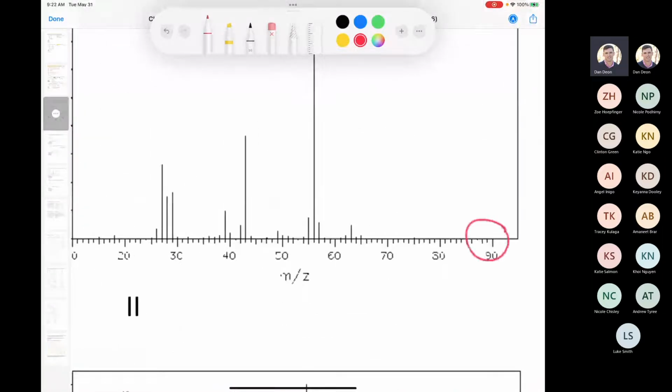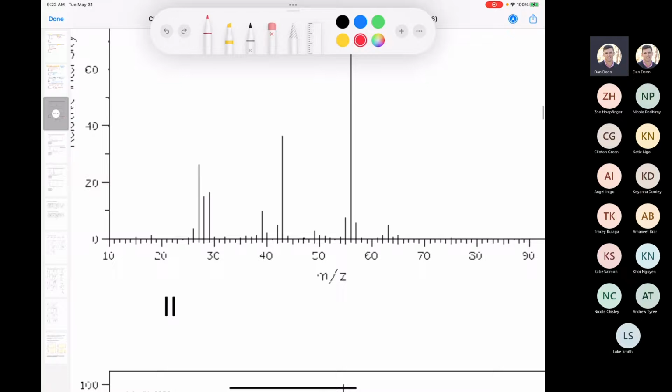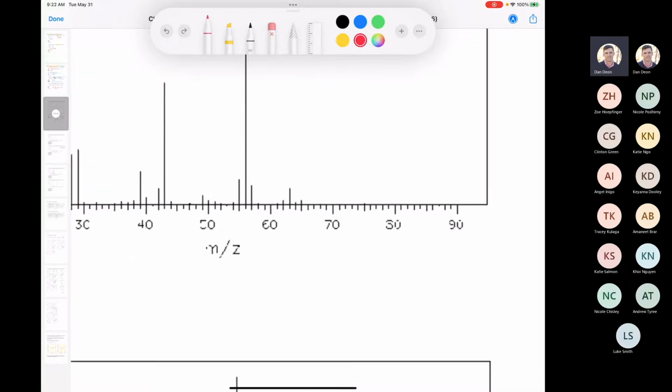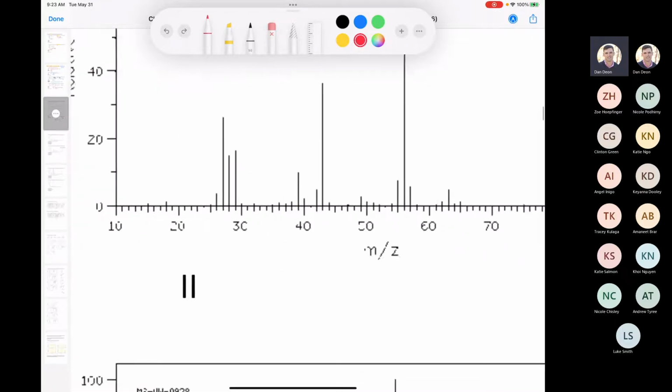If we go up to the next one, oh, here we go. We see something that goes all the way up to 90, but our highest mass looks like it's somewhere up around here. I can't tell if that's something or not, but there's nothing up here that would be heavy enough to have bromine in it. And there's also nothing up here that looks like it's got a 1:1 ratio of peaks.